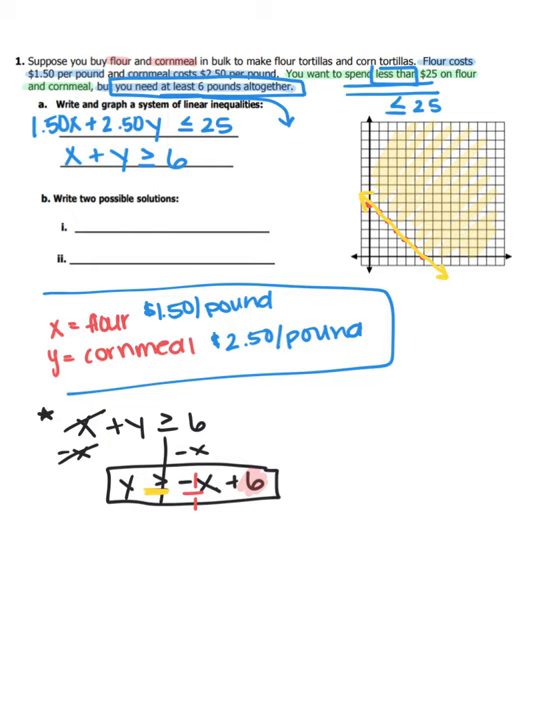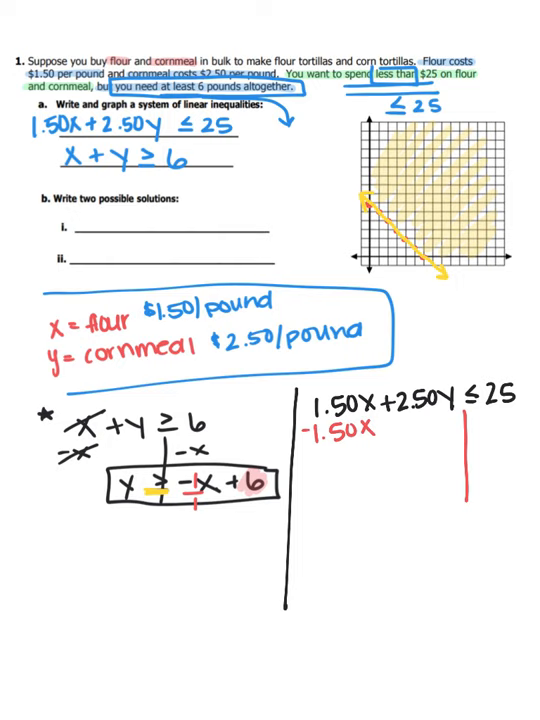All right, now we have to solve the other one to get the y by itself so we can graph it. So we have $1.50x plus $2.50y is less than or equal to 25. My first step would be to subtract my $1.50x to the other side. Those will cancel, so we'll have $2.50y is less than or equal to negative $1.50x plus 25. Then to get rid of this $2.50 in front of y, I divide everything by $2.50.